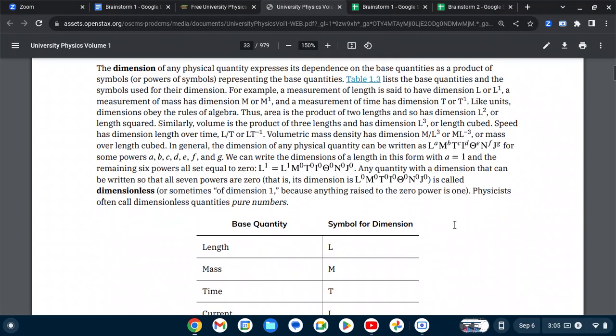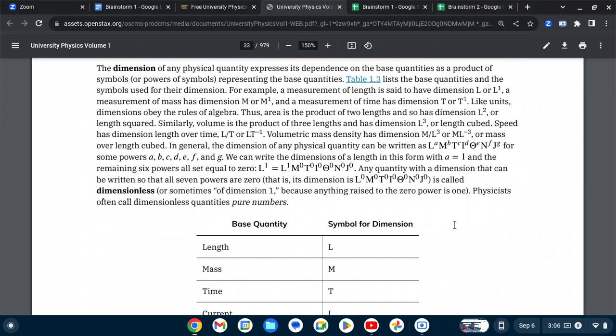A dimension of any physical quantity expresses its dependence on the base quantities as a product of symbols representing the base quantities. Table 1.3 lists the base quantities and the symbols used for their dimension. For example, a measurement of length is said to have dimension L, or L to the first. A measurement of mass has dimension M, or M to the first, and a measurement of time has dimension T, or T to the first.